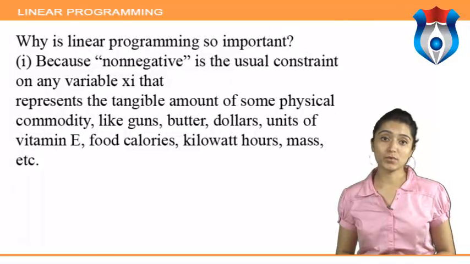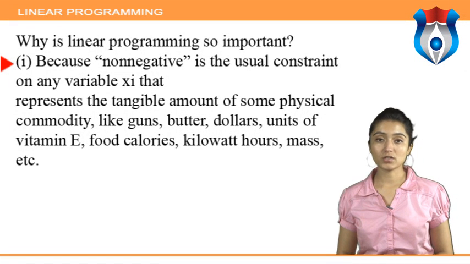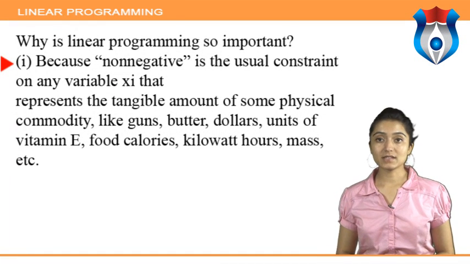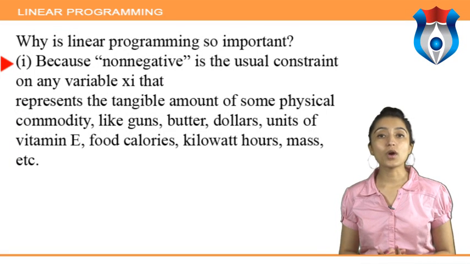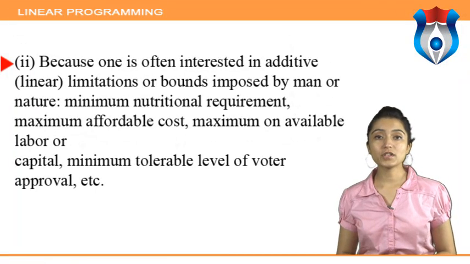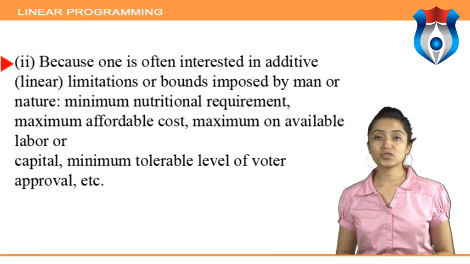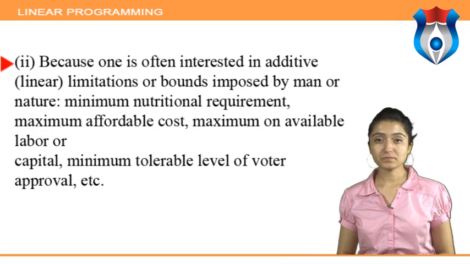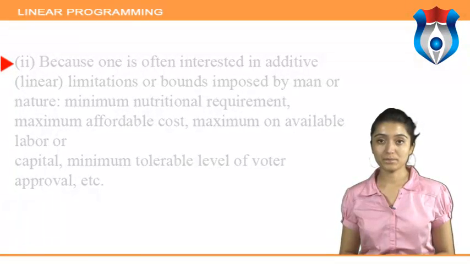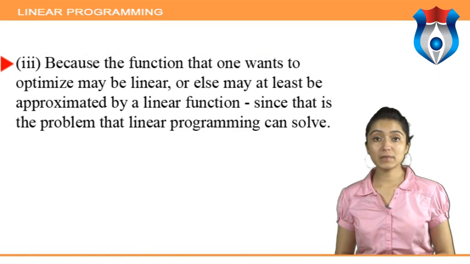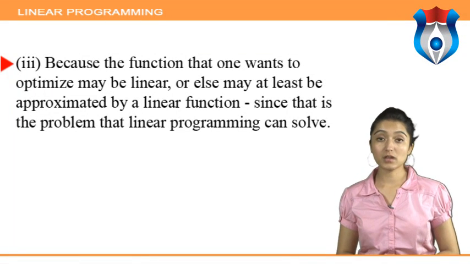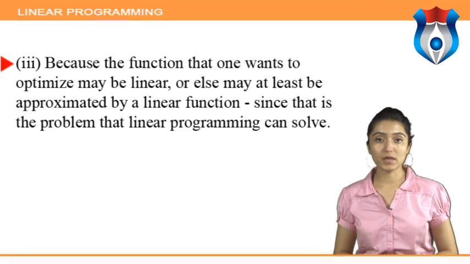Why is linear programming so important? Because non-negativity is the usual constraint on any variable xi that represents the tangible amount of some physical commodity like guns, butter, dollars, units of vitamin E, food calories, kilowatt hours, mass, etc. Because one is often interested in additive linear limitations or bounds imposed by man or nature: minimum nutritional requirement, maximum affordable cost, maximum on available labor or capital, minimum tolerable level of voter approval, etc. Because the function that one wants to optimize may be linear, or else may at least be approximated by a linear function, since that is the problem that linear programming can solve.